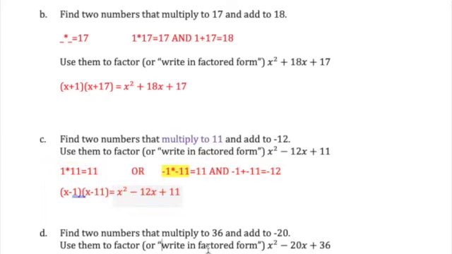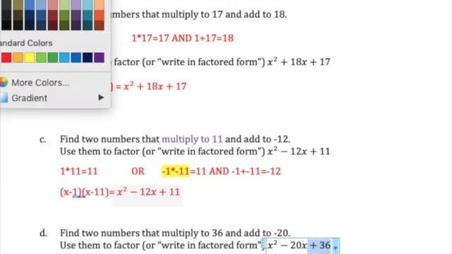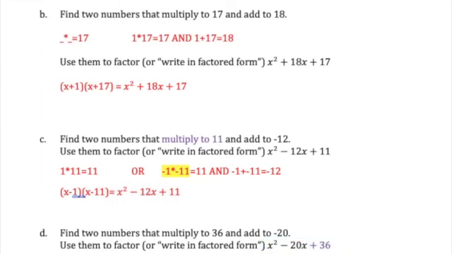So find two numbers that multiply to 36 and add to get negative 20. And again, that's going to help us factor our x squared minus 20x plus 36, because that multiply term, that end piece, tells me my last two numbers. So there's a lot of numbers that multiply to get 36. That's a big one. That's always a fun one to do.